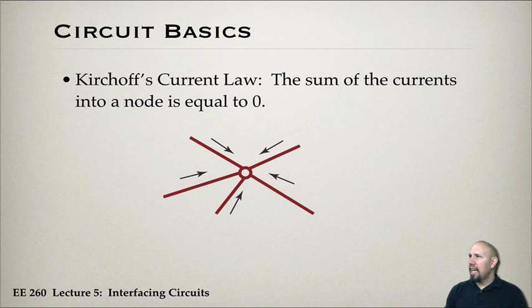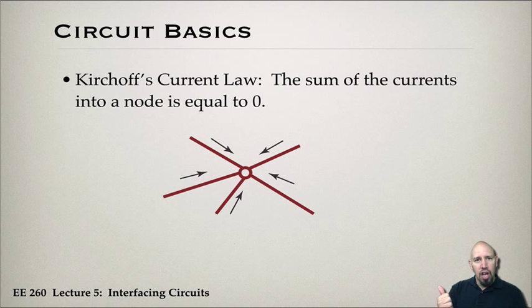Kirchhoff's current law says that if we have a node with a number of things connected to that node, the sum of the currents into that node is equal to 0. Or another way of saying it is the node cannot store any current. So if current comes in, it's got to go out somewhere. That's basically what this is saying. Even though it looks like currents are all going in, some of them have a negative current associated with them. Negative current means it's actually going the other direction. So that's Kirchhoff's current law.